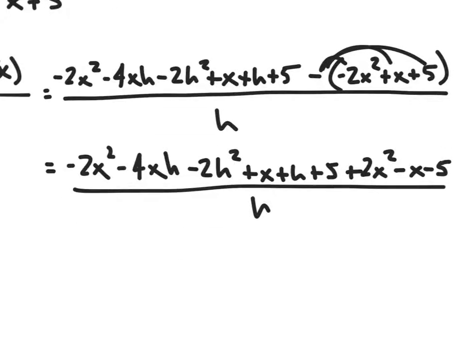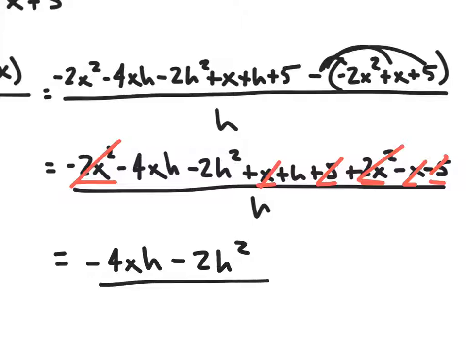Now, in my numerator, negative 2x squared and positive 2x squared cancel out to 0. They add to zero. The next thing that I can do is I have this positive x and negative x. Those go away too. And then I have positive 5 and negative 5, and those are going to add to 0 as well. So now, think about what you have left. We just have negative 4xh minus 2h squared all over h.